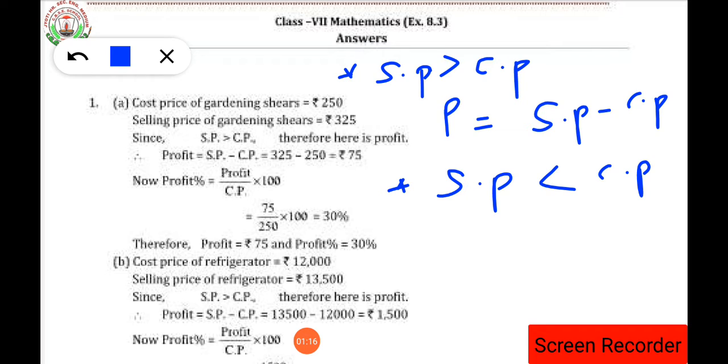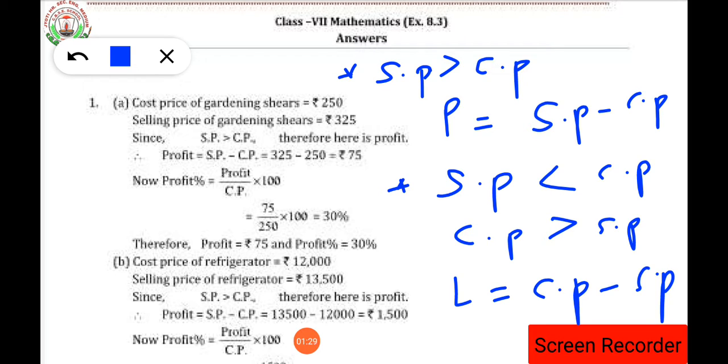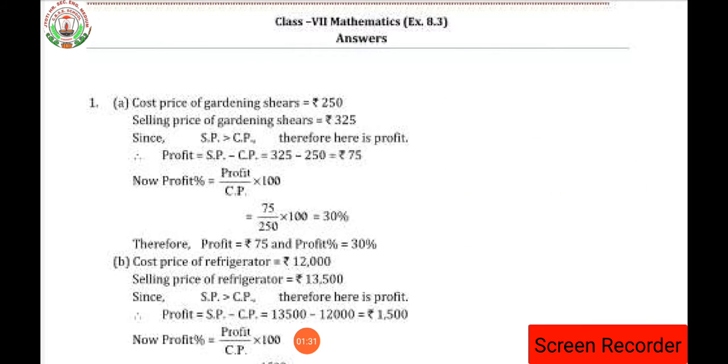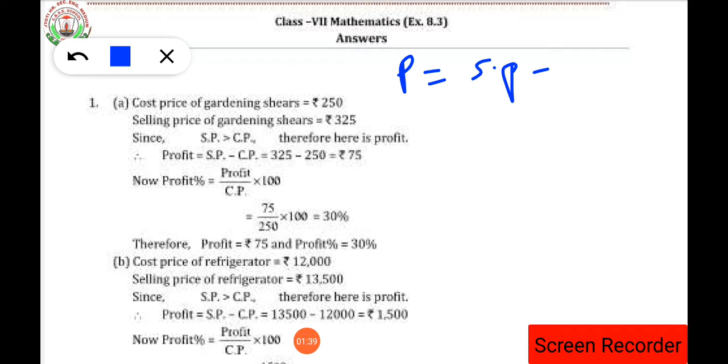or if cost price is greater than selling price, both the conditions are the same. Okay, so in that case we will have the loss. So loss is equal to cost price minus selling price. When SP is greater than CP, we will get the profit. So if we are getting the profit, we will subtract the value of cost price from selling price. Clear?